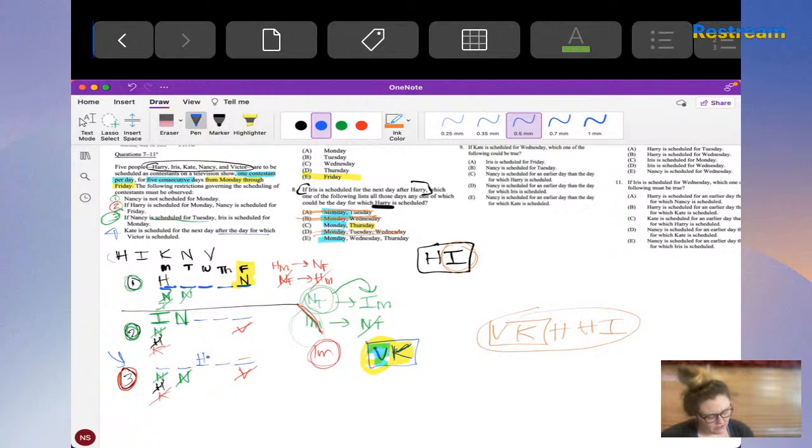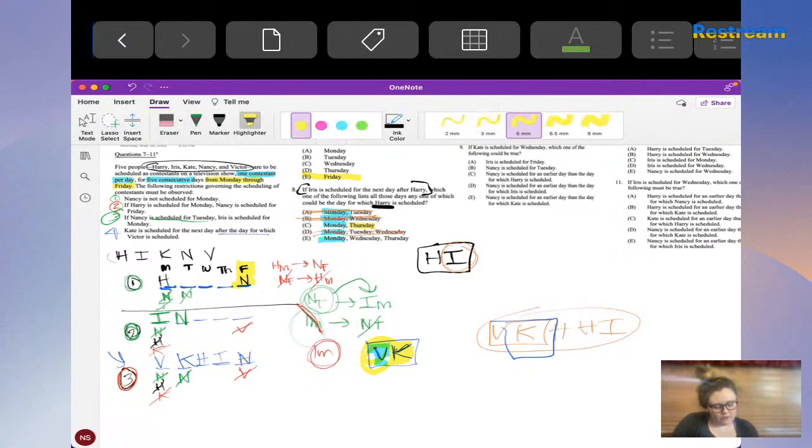And if we put H here, then we have to have I. We know that we have to have VK somewhere, so the only place that's going to be able to go is first. And then who do we have left? N. That works. So then our answer for number 8 is going to be E. Hopefully that wasn't too bad. How are we feeling about that? Are we feeling good?